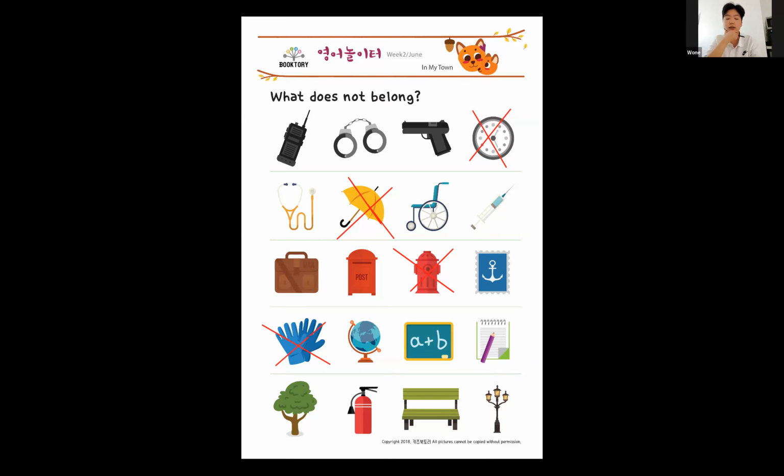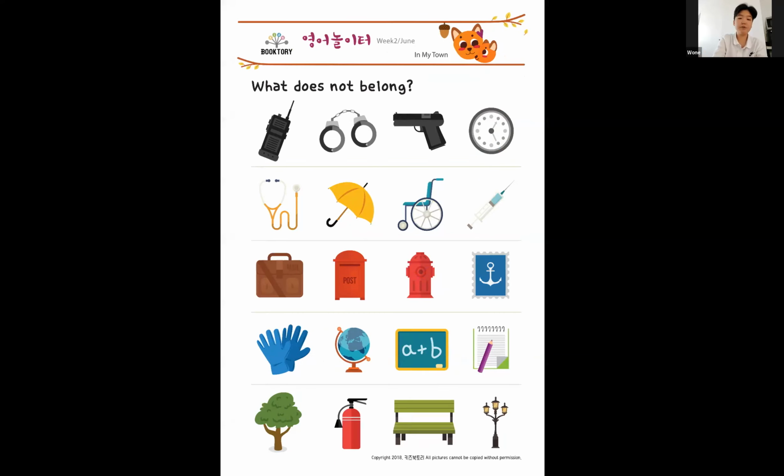The next one, we have a tree, a fire extinguisher, a bench, and a light. I think we can find a majority of these things in a park. But what doesn't belong? The fire extinguisher. So go ahead and X that out. Good job. Let's go to the next page.